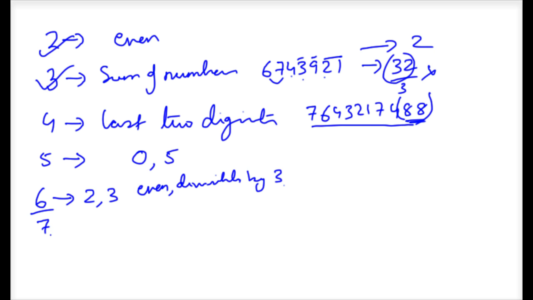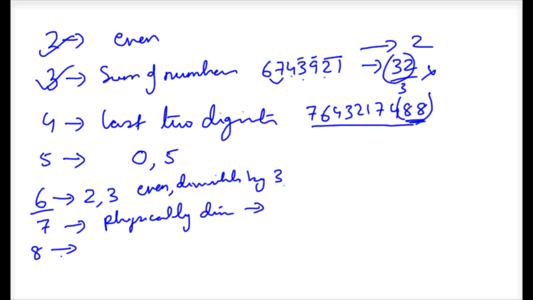For 7, though there are tests of divisibility, the easiest way to find out whether a number is divisible by 7 or not is to physically divide it. So whenever you need this, physically divide the number and then check whether it is divisible by 7 or not.